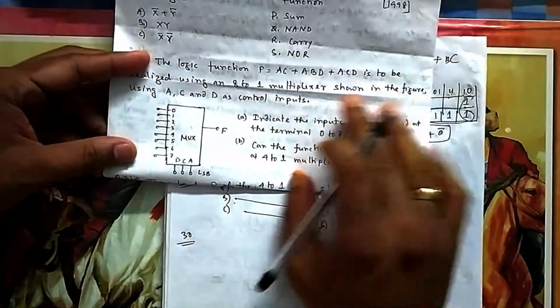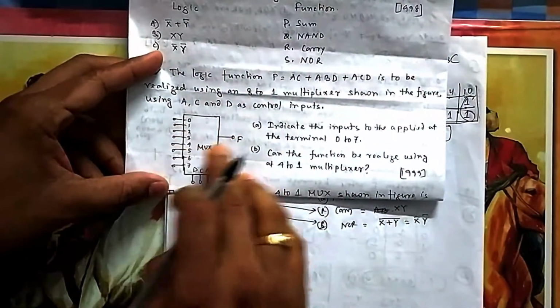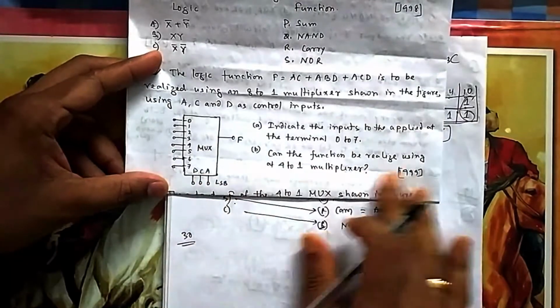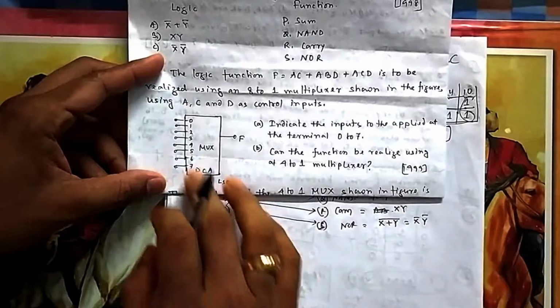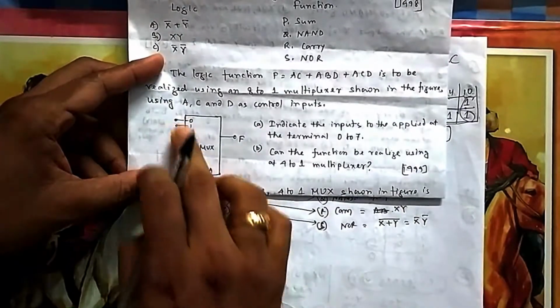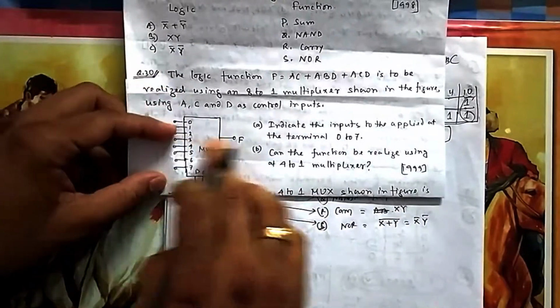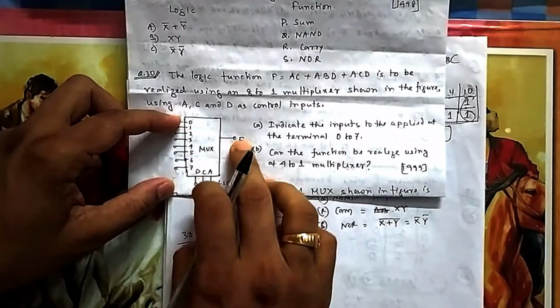Next question: the logic function F. These are the control inputs, these are the selection lines, and this is the output. Okay. So according to this, the lines will be selected. If you give 0 here, line 0 is selected. If you give 1 here, 1 will be selected. Whatever input you give here, that line will be selected, and that input will be passed on to the output. So there will be a bridge connected between that input and that output.